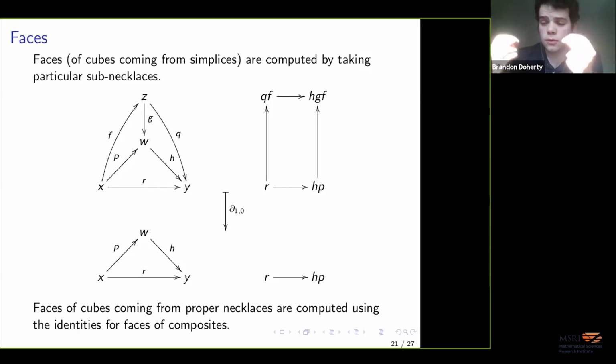Now, for cubes that come from necklaces that have multiple beads, not just a single simplex, well, we'll write them as composites of necklaces that are just single individual simplices. So to compute the faces of those, we just use the identities that tell you how to compute the face of a composite in terms of faces of the composing factors. And so then it'll just amount to performing these kinds of operations on one of the individual beads in that necklace.